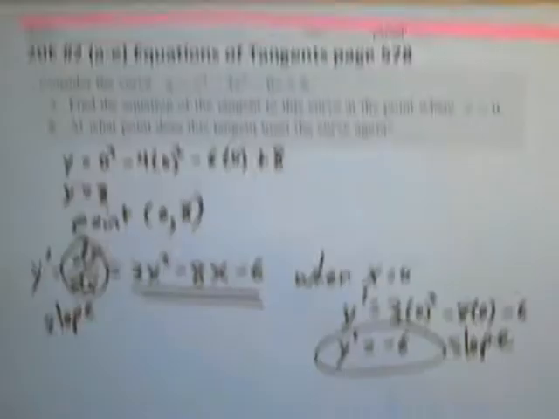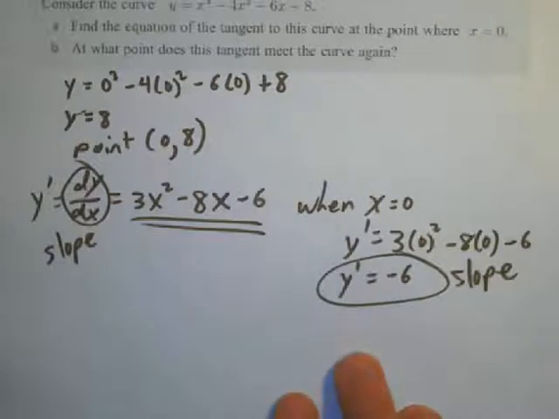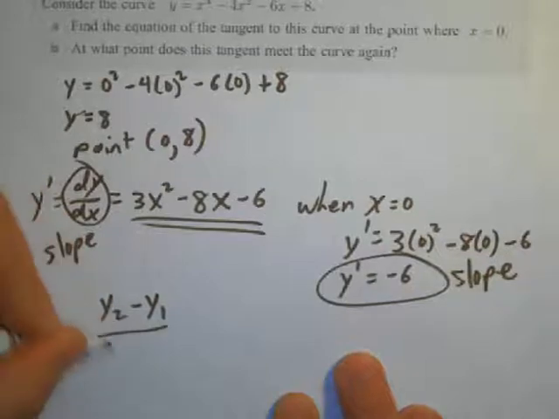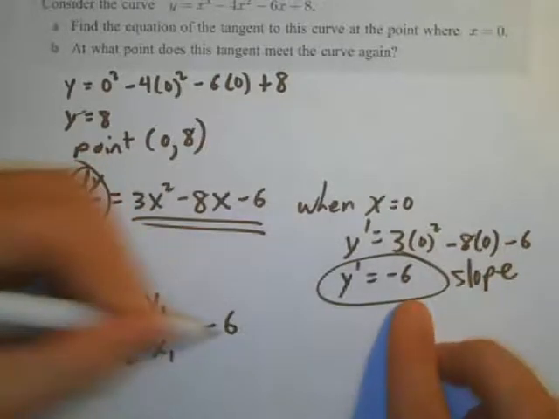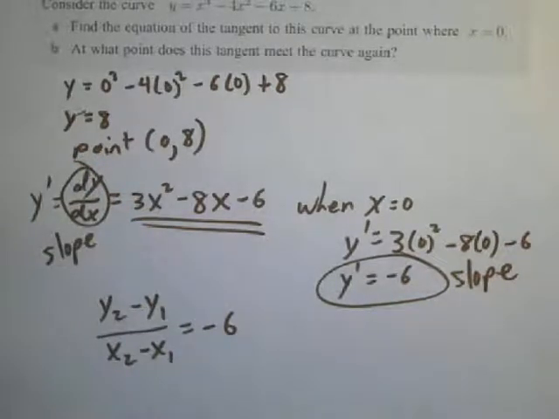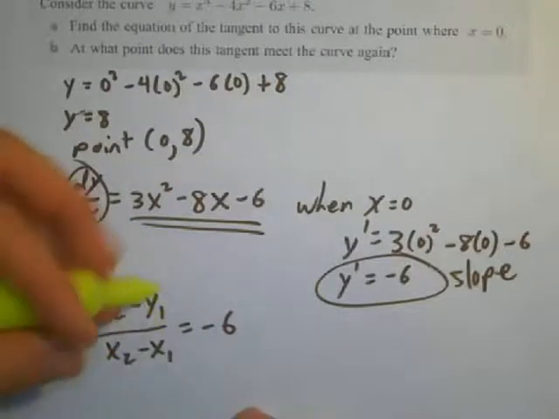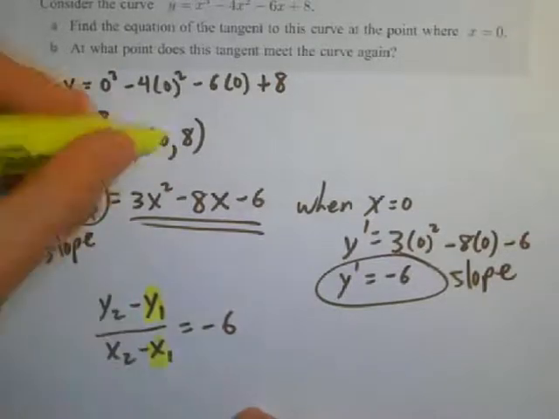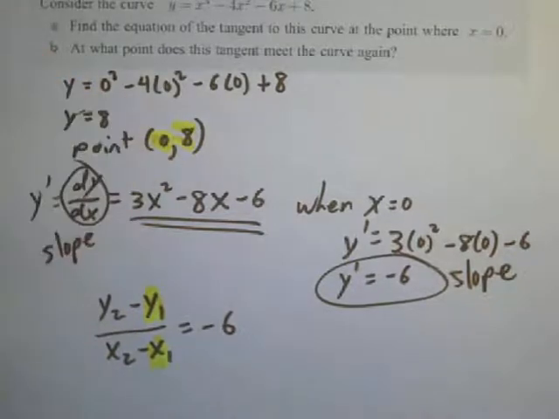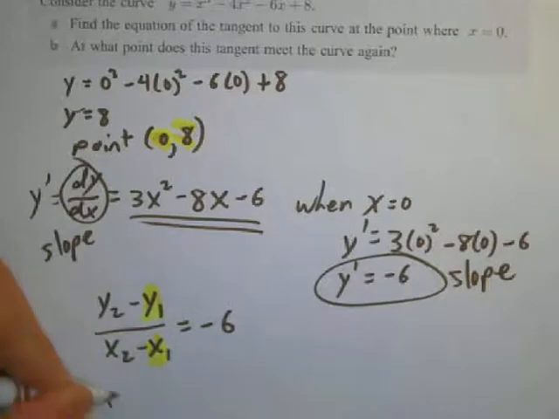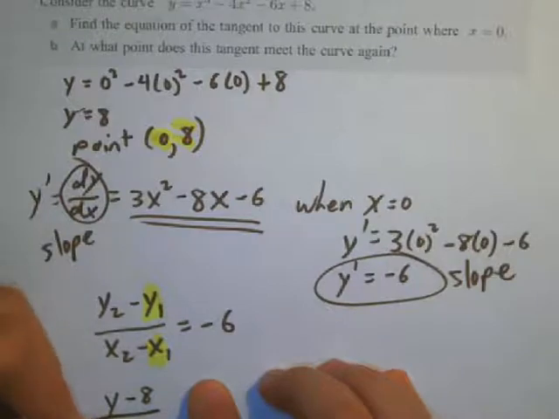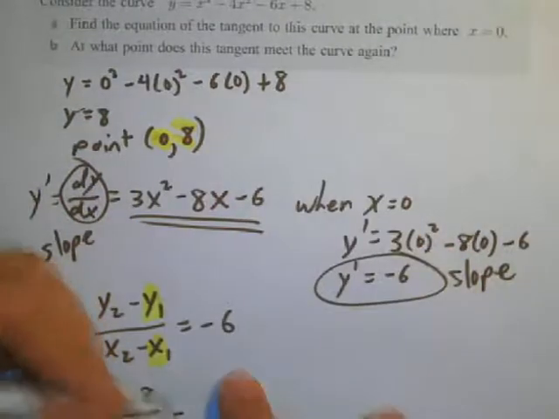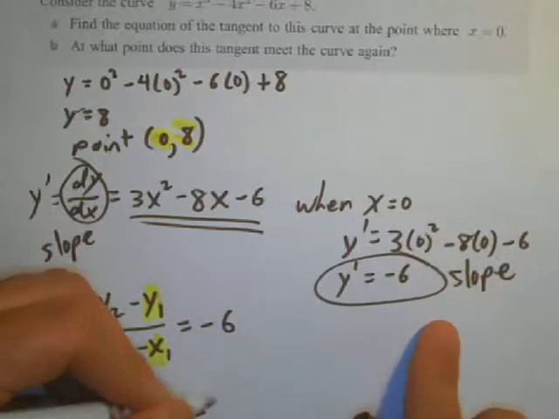With that information, I'm going to use the relationship (y2 minus y1) over (x2 minus x1). That's the equation for slope, and we know the slope is negative 6. Now, instead of y1 and x1, I'm going to use the 0 and the 8. So now I have (y minus 8) over (x minus 0) is equal to negative 6, our slope.